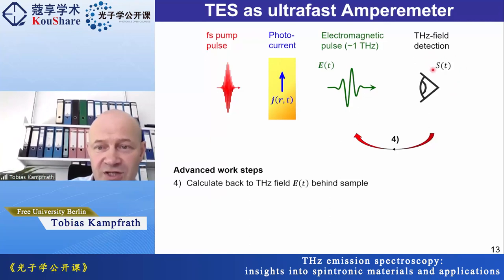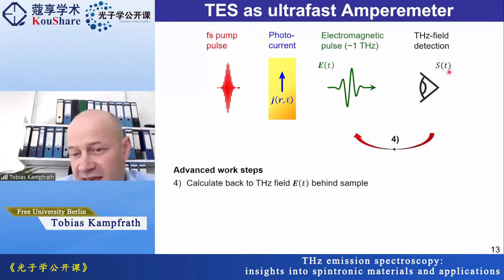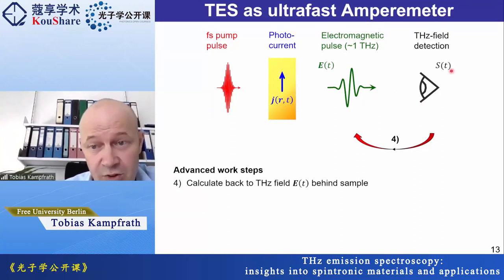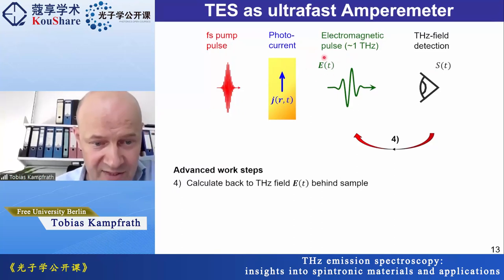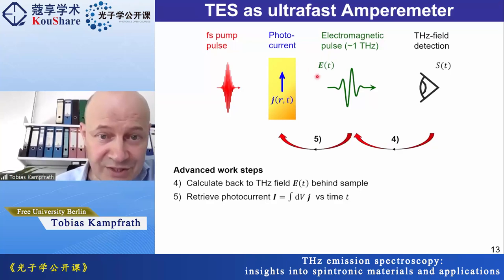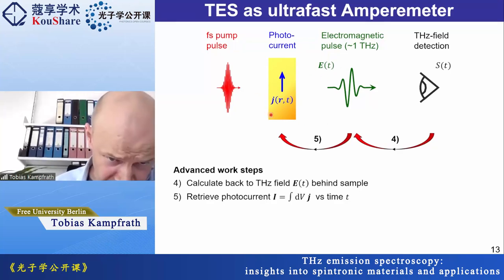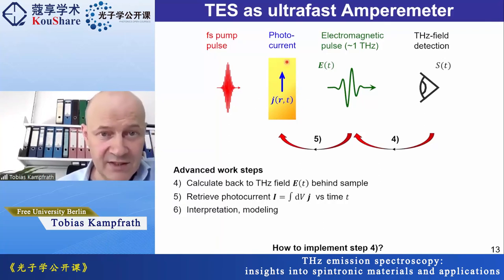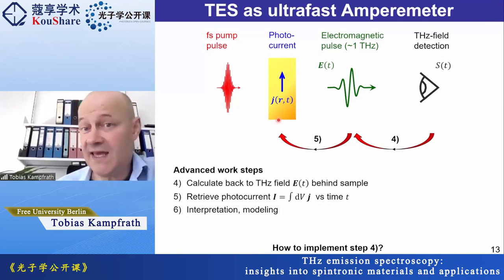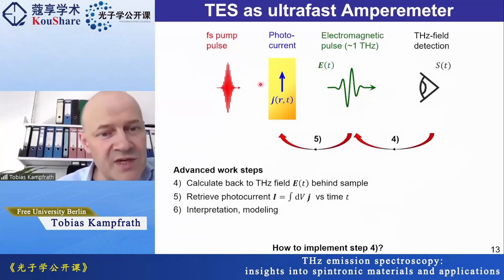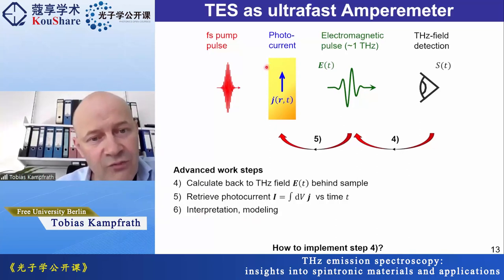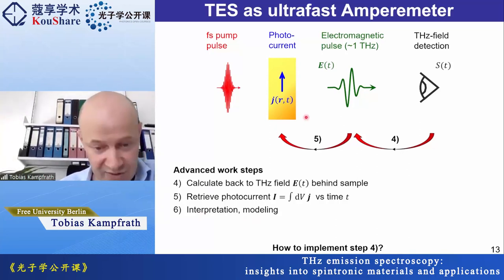So this is what we measure. We measure the terahertz signal S versus t, which is at the end of the day just the voltage that comes from our photodiodes. So it would already be a first great step to calculate back from this terahertz signal S to the terahertz electric field directly behind the sample. So this is work step 4. And once we have this terahertz electric field, we can calculate back to the photocurrent that was flowing inside the sample. And this means then that we would have developed an ampere meter, but not a normal ampere meter, but rather an ampere meter for ultrafast photocurrents. And once we have this current, also interpretation and modeling of what's going on inside a sample becomes much easier.